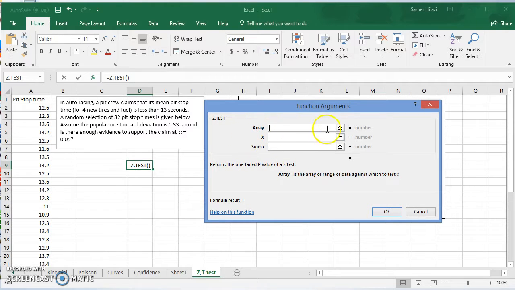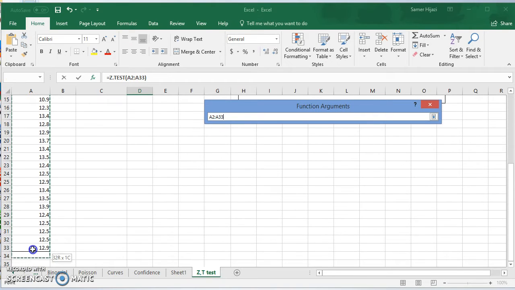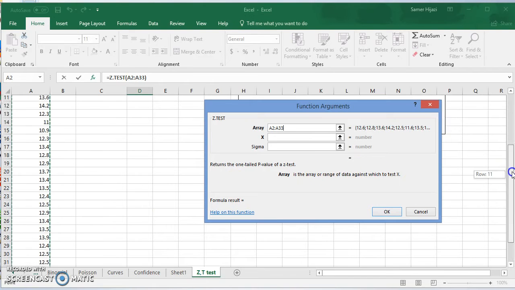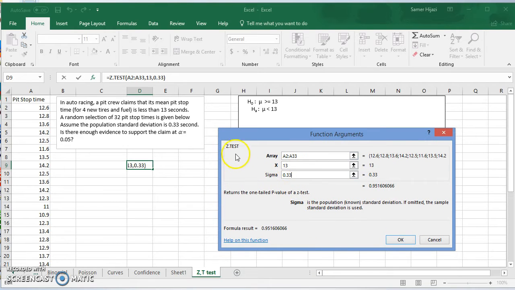It's going to ask you for the array of values, so we have to select the data set that we have. It's going to ask us for the x value that we're testing for, which is basically what we're testing in the claim, 13. And it's going to ask us for sigma, the known population standard deviation, as it's given to us, 0.33.